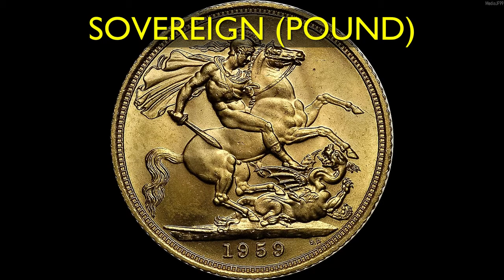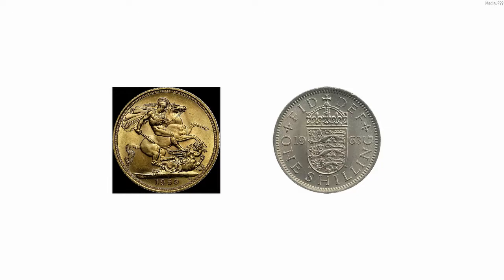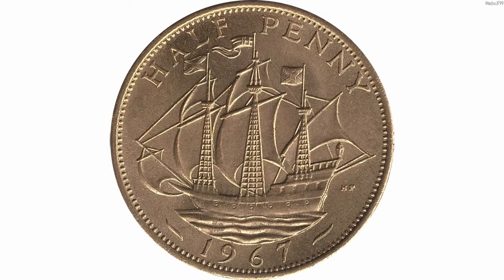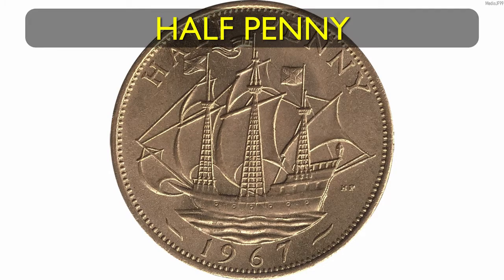The pound was, and still is, known in British slang as the quid. But there was a unit of currency that had a higher value than the pound. With a value of £1 and 1 shilling, the guinea was the highest value in the British pre-decimal currency system. Going back to the penny, there was the halfpenny, also known as the ha'penny.